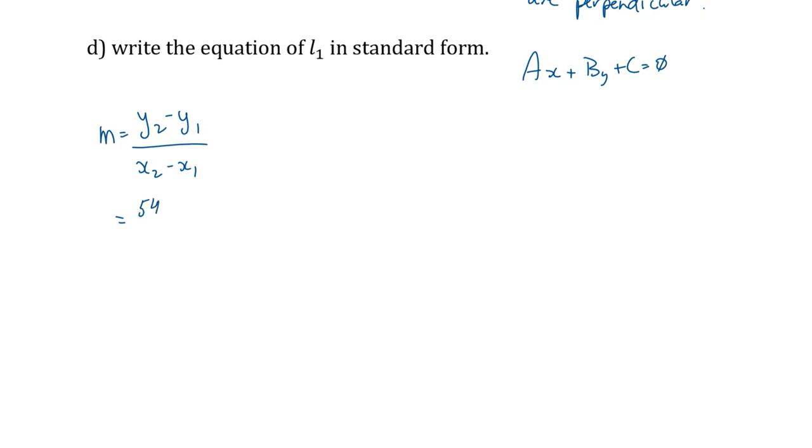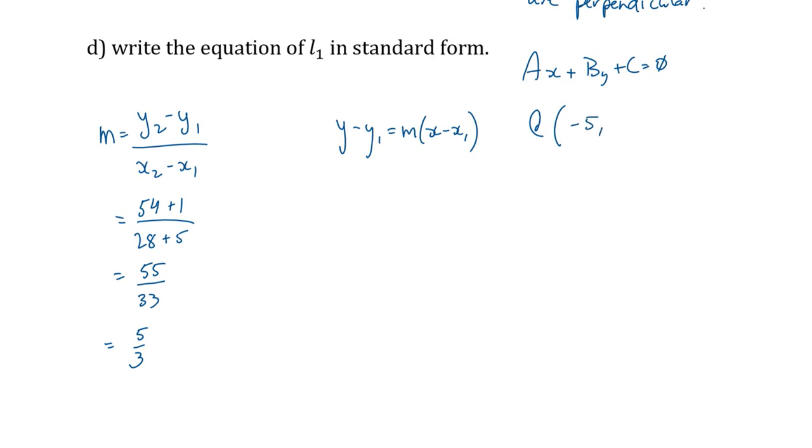So this is 54 minus -1, which is +1, over 28 minus -5, which is +5, which is 55 over 33, or 5 over 3. Okay, and then we use y minus y1 equals m times x minus x1, just like we did in the calculus part, at the point. Pick your point, it doesn't matter, right? So I'll pick -5, -1, where m equals 5 over 3.